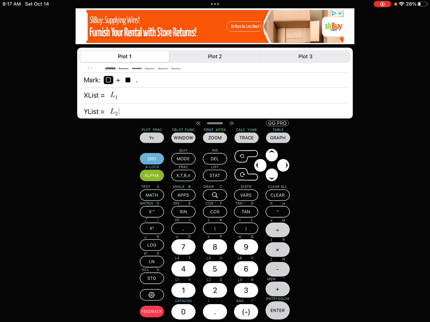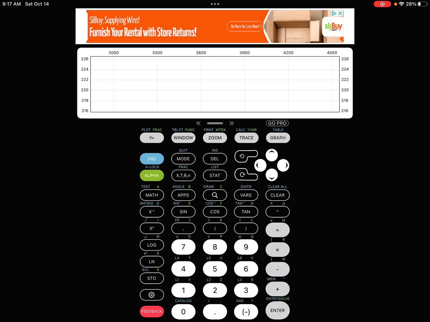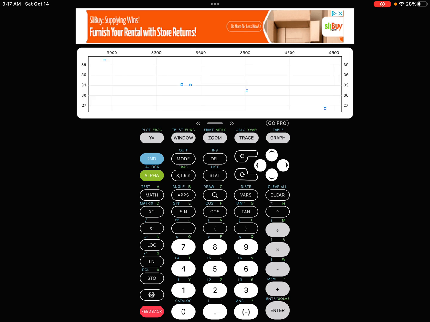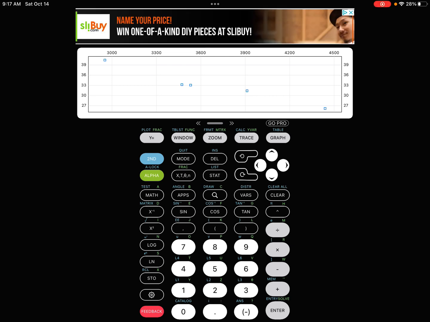All right, now let's graph it. Press zoom, press 9, zoom 9 helps your data fit to the screen, and there's the plot of my data.